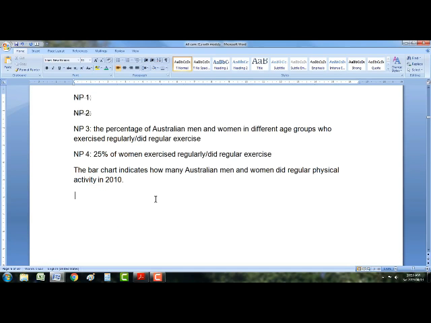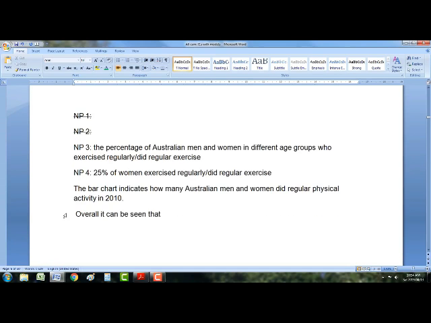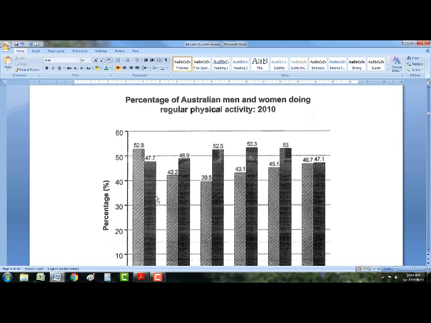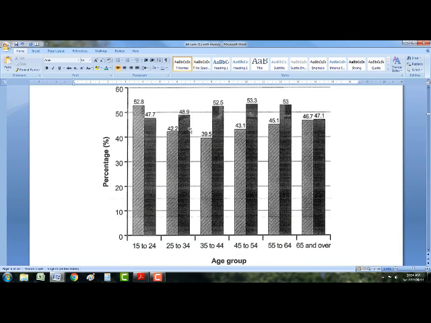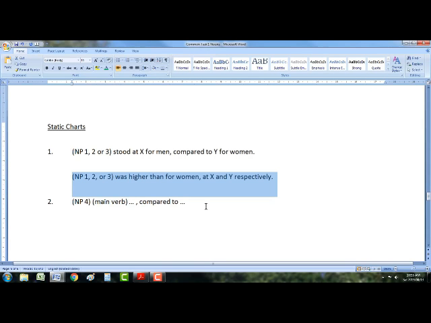Great. So let's look at our overview. Overall, it can be seen that. So then let's take a look. Now, you're not going to do sort of arrows because it's not increasing or decreasing. You're basically going to look at what's higher, what's lower. Here, men is higher, but in all of the others, women is higher. So we want to say that it was higher for women than for men in all categories except for this category.